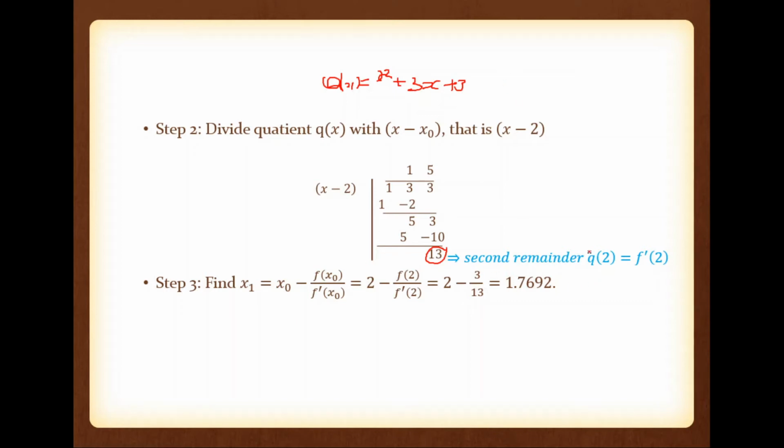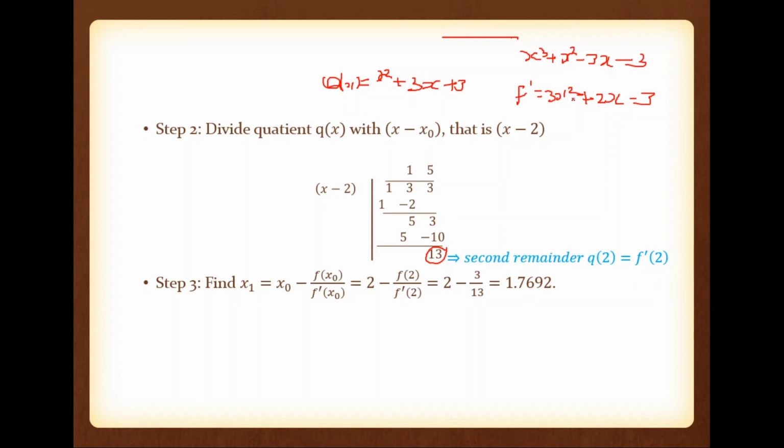So that is why q of 2. Now why is it f dash of 2? What is f of x? f of x is x cube plus x square minus 3x minus 3. So now what is its differentiation? What is f dash? f dash is equal to 3x square plus 2x minus 3. Now substitute 2 into this equation.